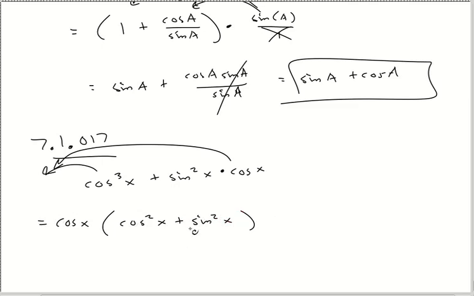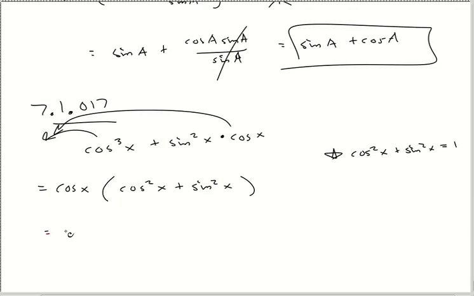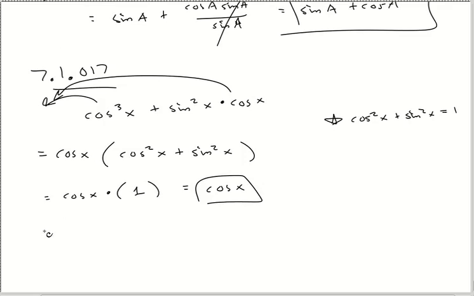This looks familiar to me right here. In fact, I'm going to show you the formula. It's cosine squared x plus sine squared x is equal to 1. That's the Pythagorean identity, one of them. And so I can actually just rewrite that as a 1, multiply by 1, and so therefore it's equal to cosine. So all that was just cosine the whole time.